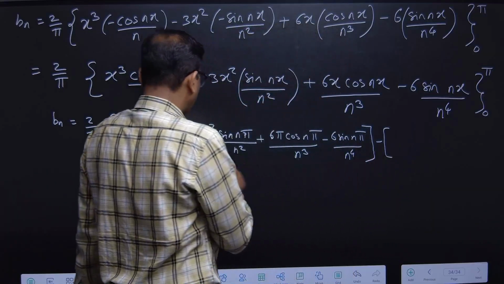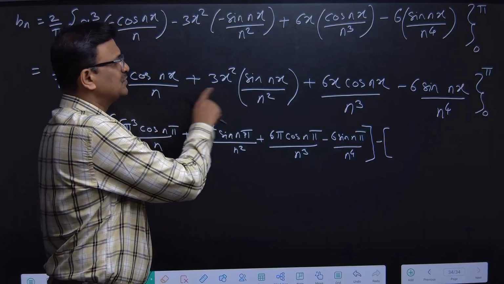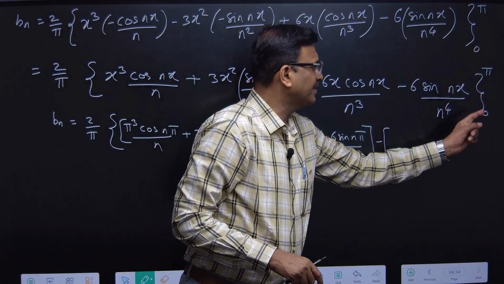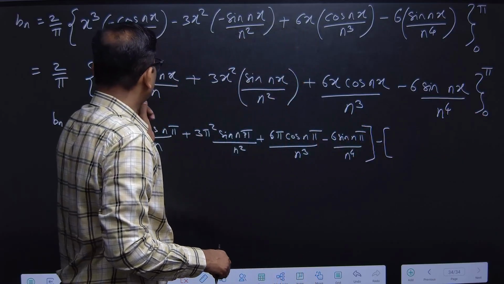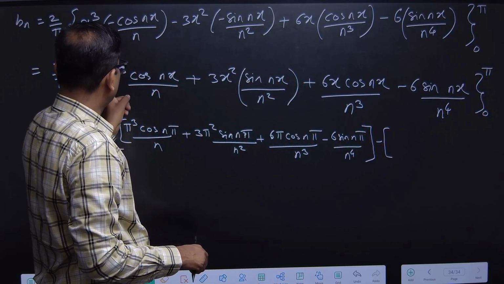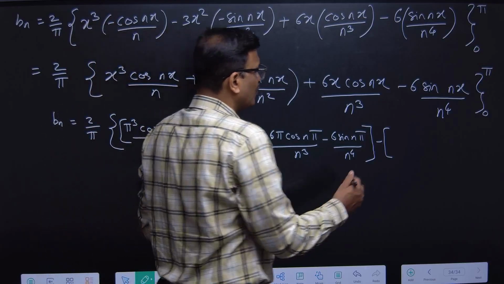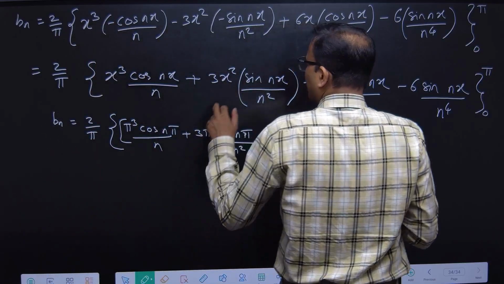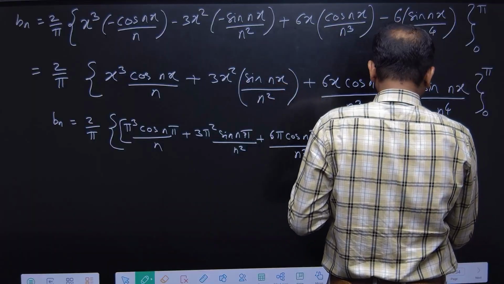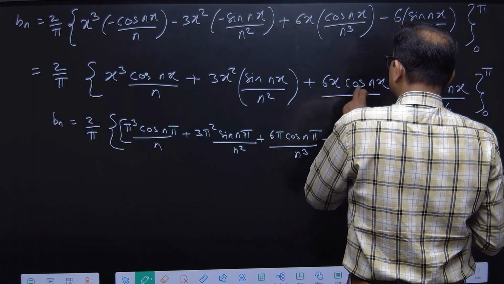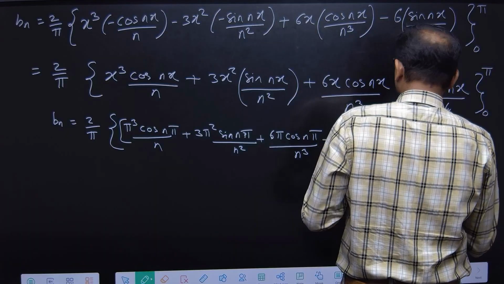So see, this first bracket we have got by substituting the upper limit pi in place of x. So here the upper limit is pi, and the lower limit is 0. We'll put the lower limit 0 in place of x. See, 0 into cos 0 will be 0. 0 into anything is 0. And 0 into sin 0 will be again 0. 0 into cos 0 will be 0. The third term also becomes 0.